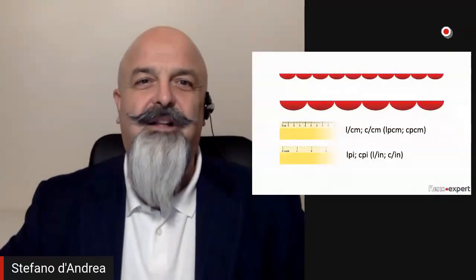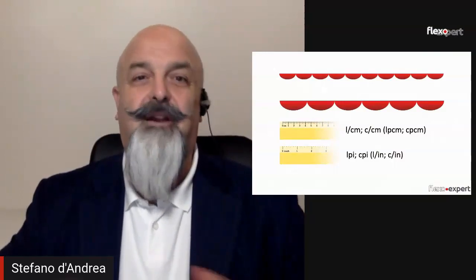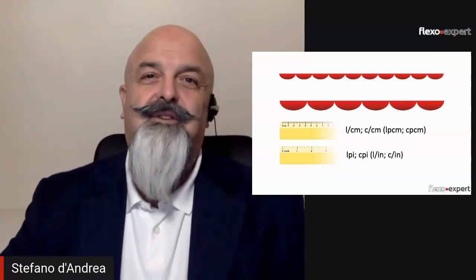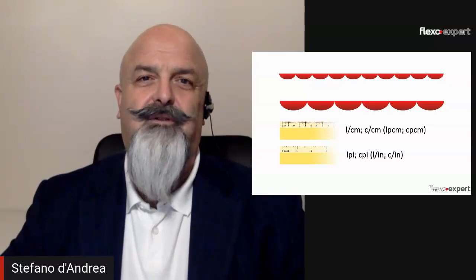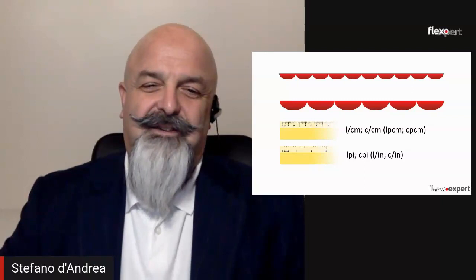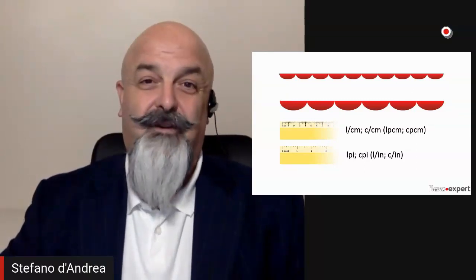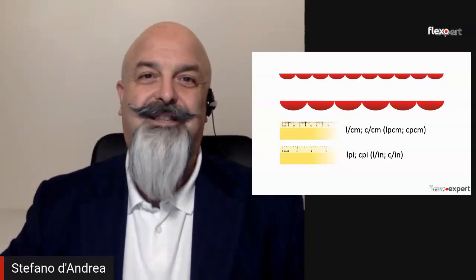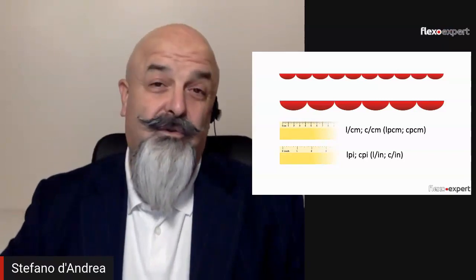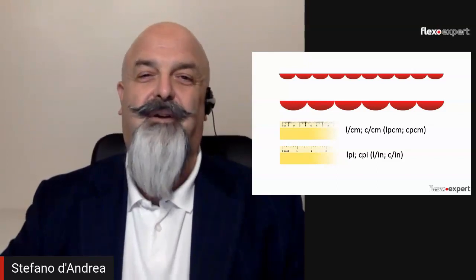So let's start with the line screen. The line screen is the number of cells for a certain linear distance. So in the metric system, we use centimeters and we say lines per centimeter, or better, cells per centimeter. Why do I say better? Because cells per centimeter obviously describes the specifications of the engraving of the anilox roll, the cell count, while lines per centimeter can be confused with the line screen of the printing, of the cliché, of the printing plate.